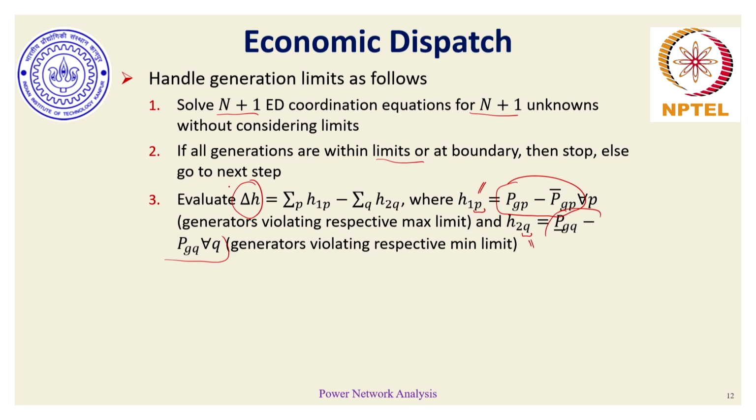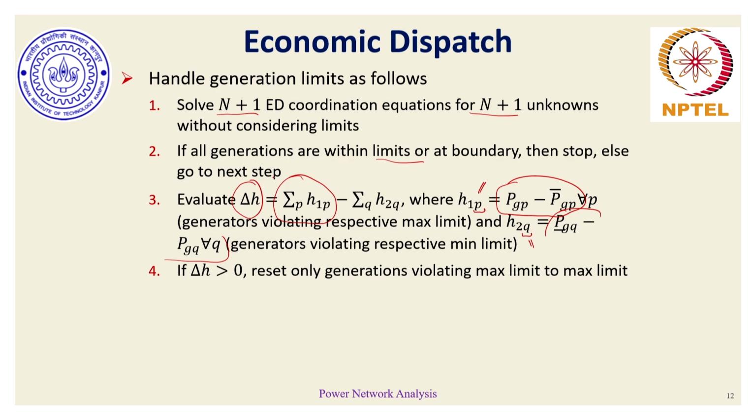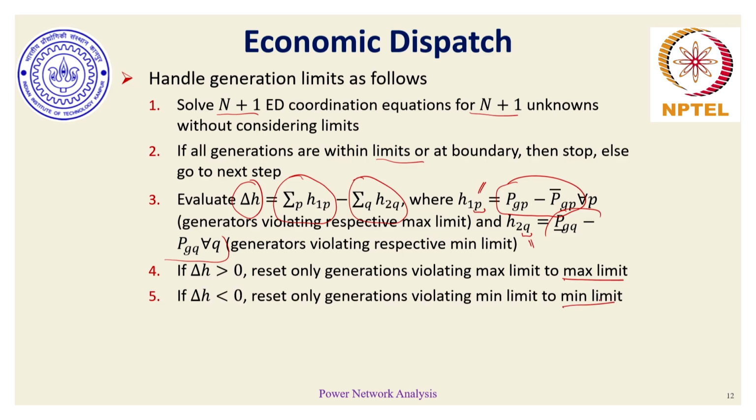So basically delta H is a measure of how much is the deviation in respective generators violating their respective maximum or minimum limits. If delta H is positive, which means there are more generators which are violating their maximum limit, so let's first reset these generators to their maximum limit because violation should not happen. If delta H is negative at a given point of time, it would mean more generators are trying to violate their minimum limit, so we reset them to the minimum limit. If delta H is perfectly 0, we can set the respective generators at the respective limit.